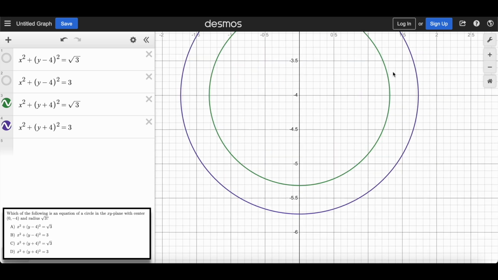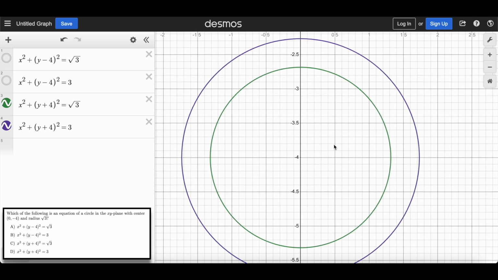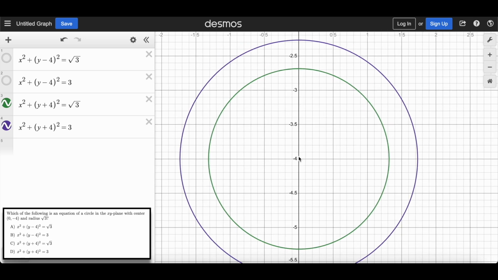And now we have to choose between C and D. Notice that the only difference between these two circles is the radius. So if we can find the radius of both, we can figure out which one is the correct answer. The question tells us that the circle we're looking for has a radius of square root of 3, but I don't really know what that is as a decimal, so we can use Desmos to find that out.